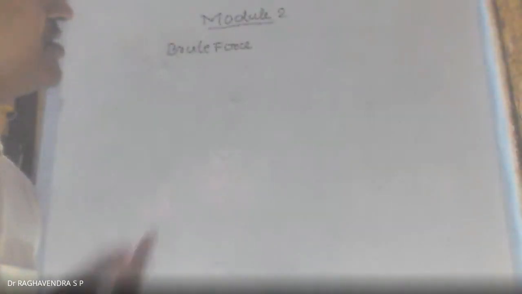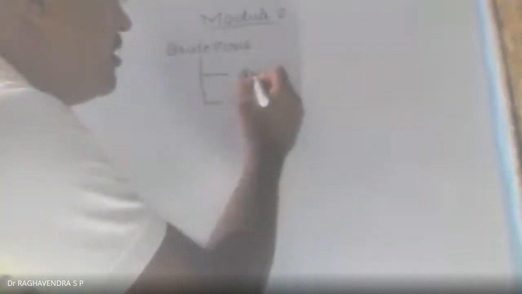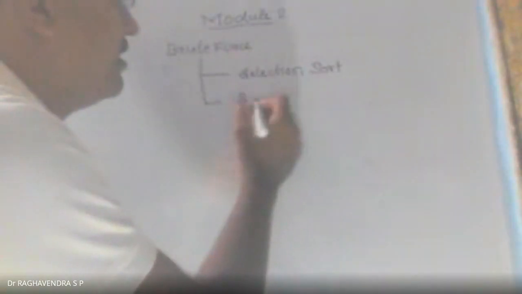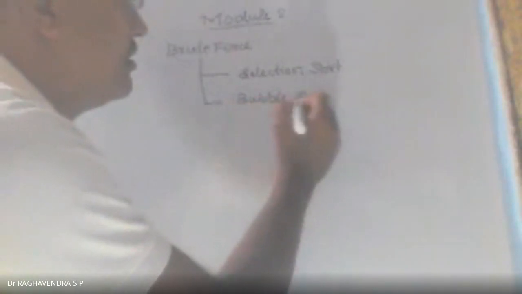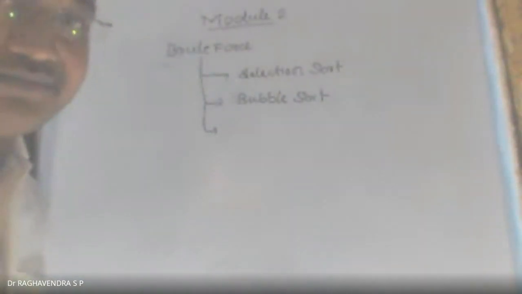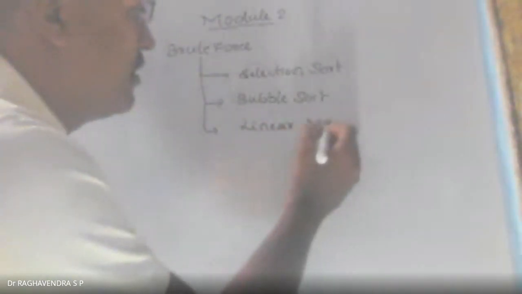In brute force, we have some types of problems that we are going to solve. The first one is selection sort, and we have another technique, bubble sort. Then we have linear search, or sequential search. So these three are the problems we are going to solve.